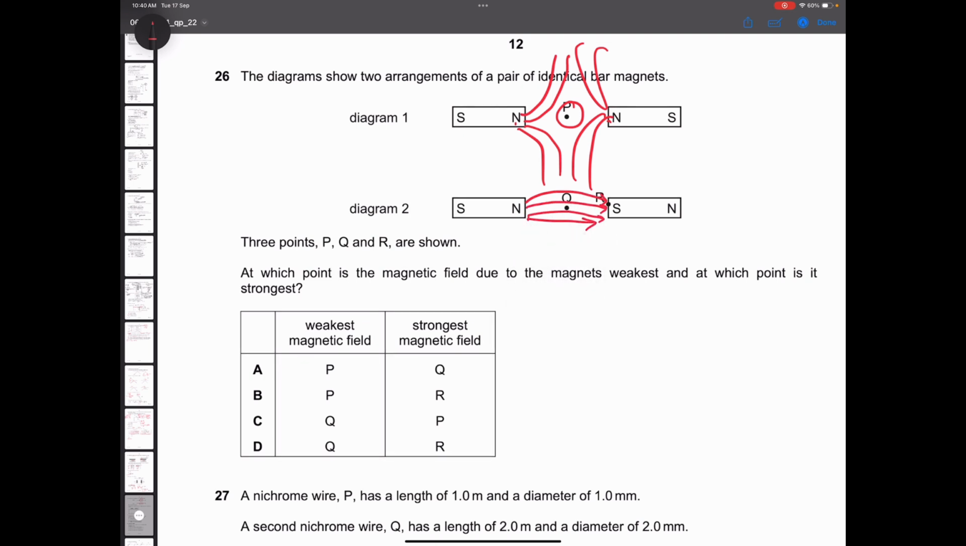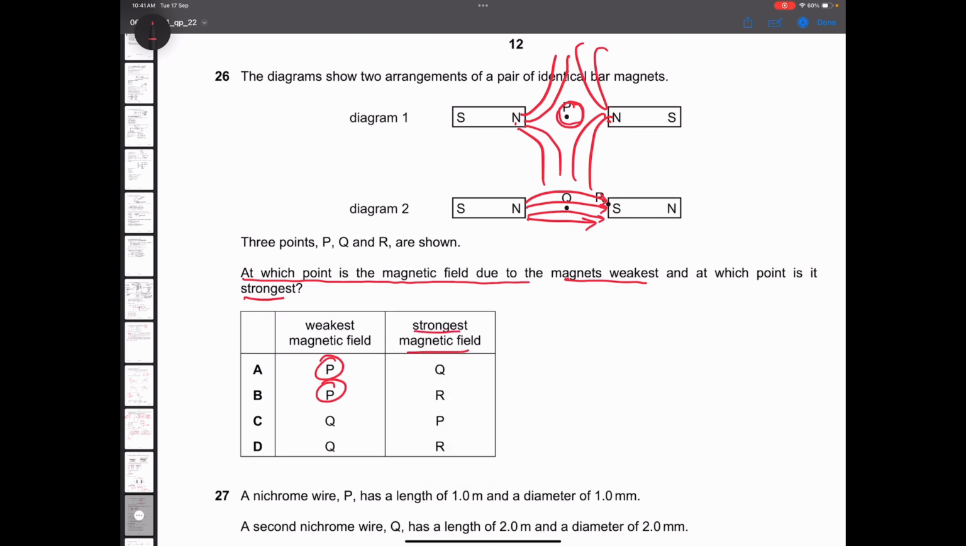Straight lines will be there as well. So they are simply asking at which point is the magnetic field due to the magnets weakest and at which point it is the strongest. So simply, when North poles are brought closer, in between there is no field line. So this is the weakest. So one out of option A or B will be the correct one.